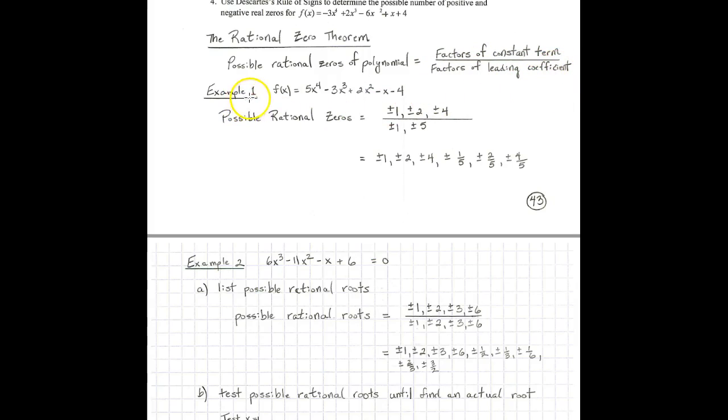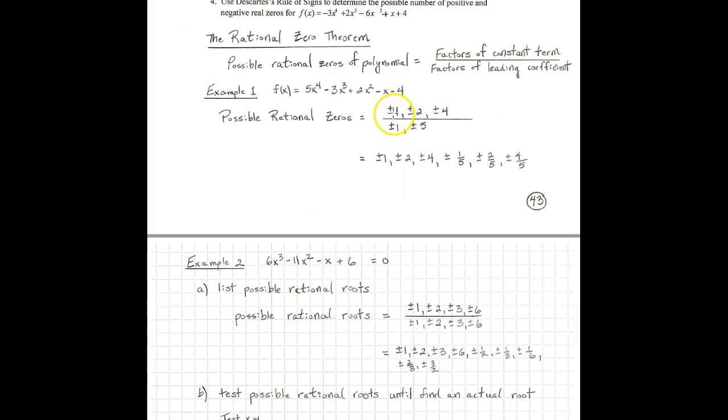So when I look at this first example, I have a fourth degree polynomial. So my highest power is 4, from x to the fourth. My constant term is minus 4. So my possible rational zeros are, look at all the different factors of minus 4. So that's plus or minus 1, plus or minus 2, and plus or minus 4. Divide that by all the possible factors of the coefficient of the highest power of x, which is 5. So those are plus or minus 1 and plus or minus 5.